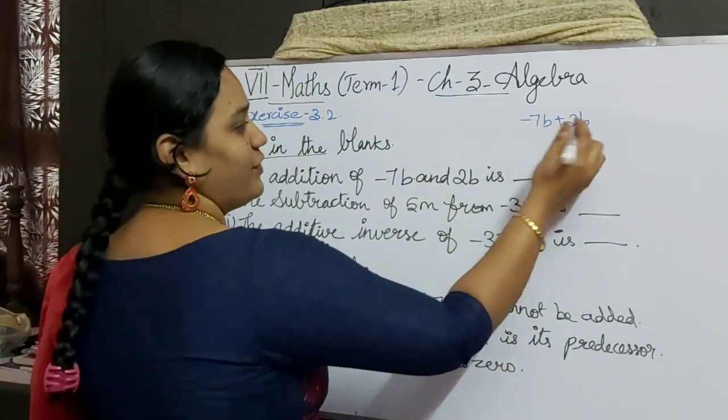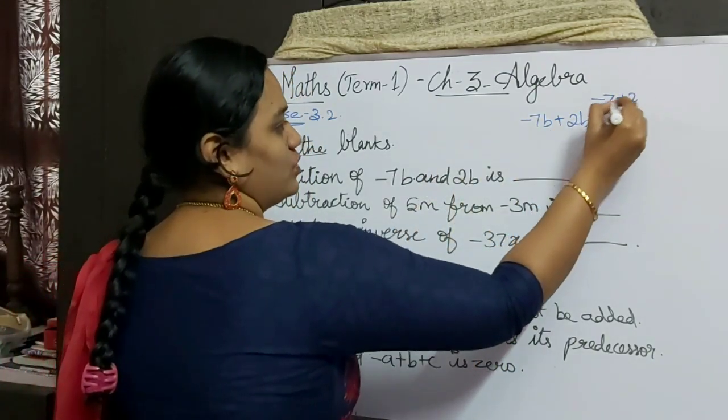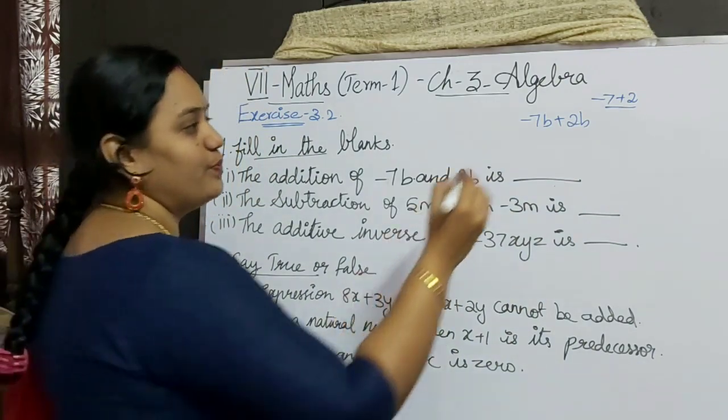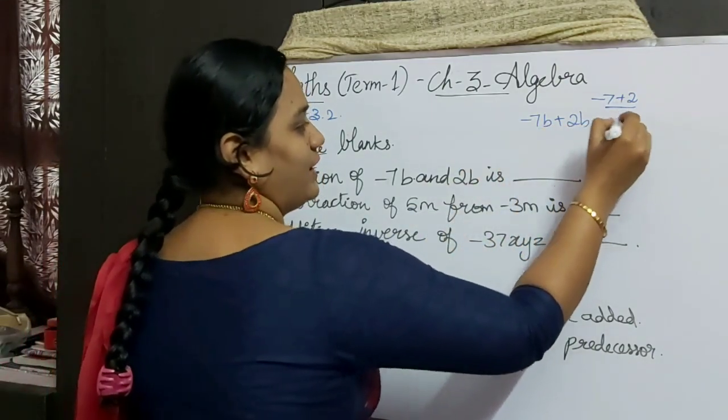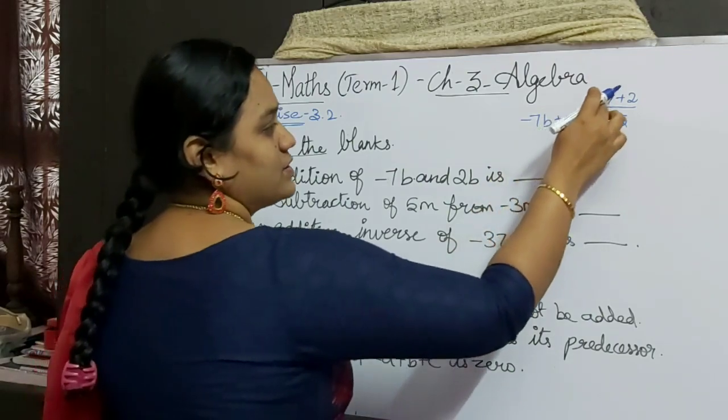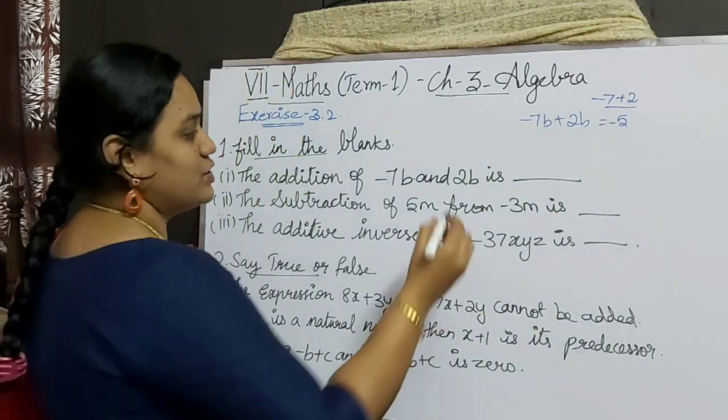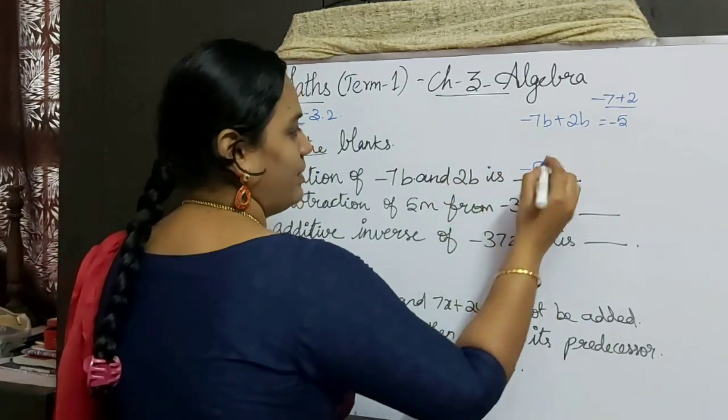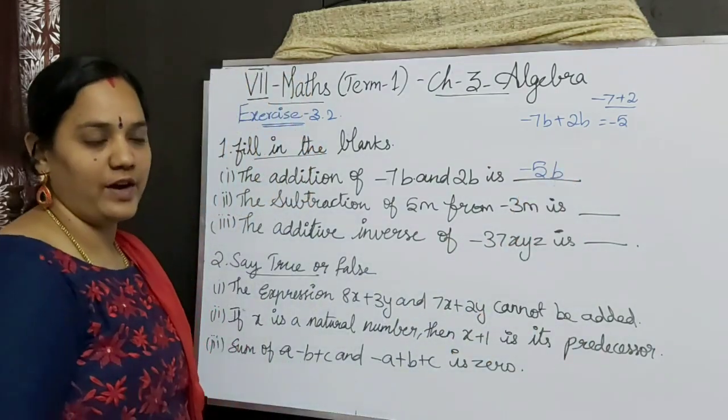Okay, so the coefficients are minus 7 plus 2. So what is minus 7 plus 2? Different signs, we have to subtract. I got 5 as the answer. The greatest number's sign is minus, so my answer is minus 5. The variable is b. Okay, minus 5b.